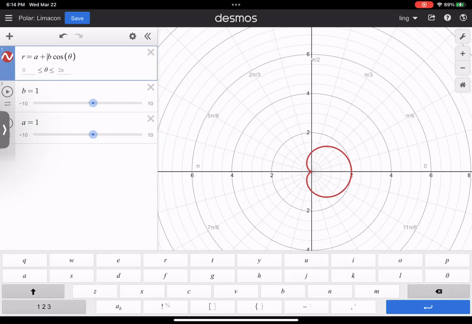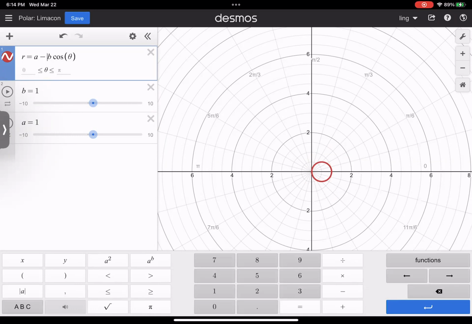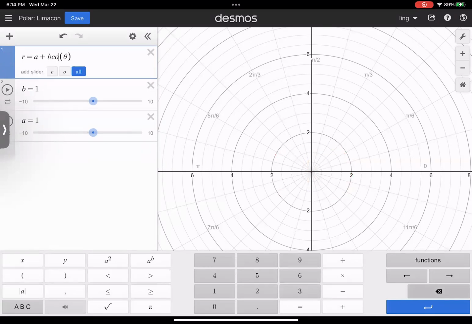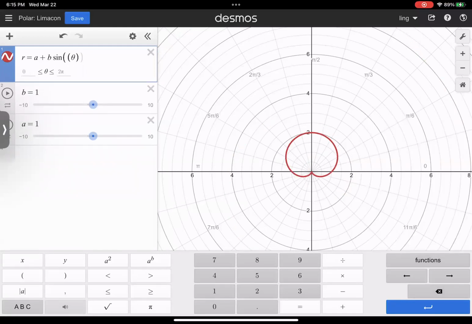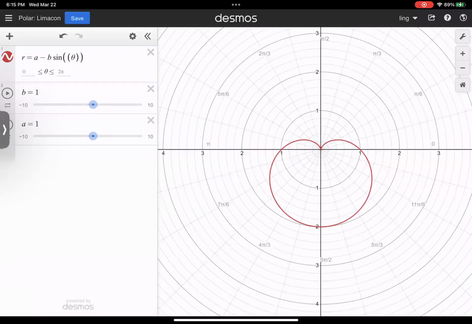If I change to minus B, it's going to flip to the left. You see? If I change cosine to sine, it's going to be the upper part. Make sense? If you change this to be negative, it's going to be the down part. Right? And when A equals B, you have this shape without an inner loop.